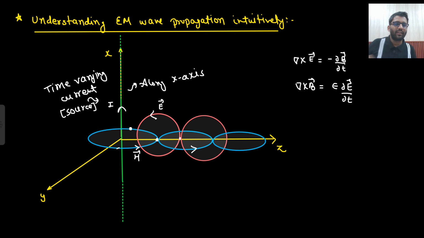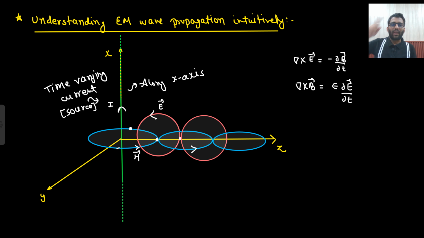Then if we see it intuitively, this is the current, this is H. If this is S, this is E. If this is E, this is H. If this is E, then the other one is H. E and H are both traveling in the Z direction. Okay.